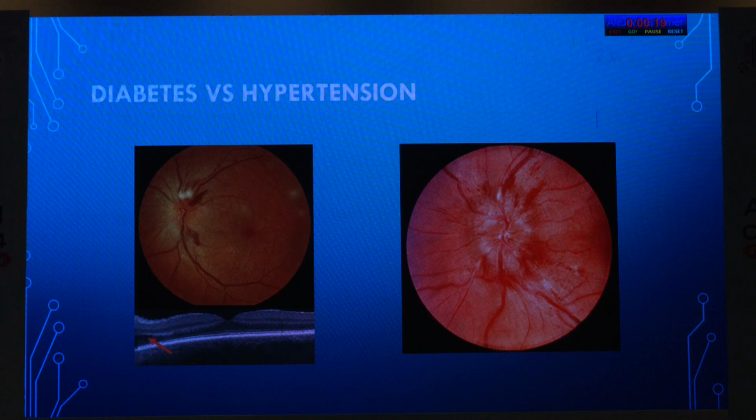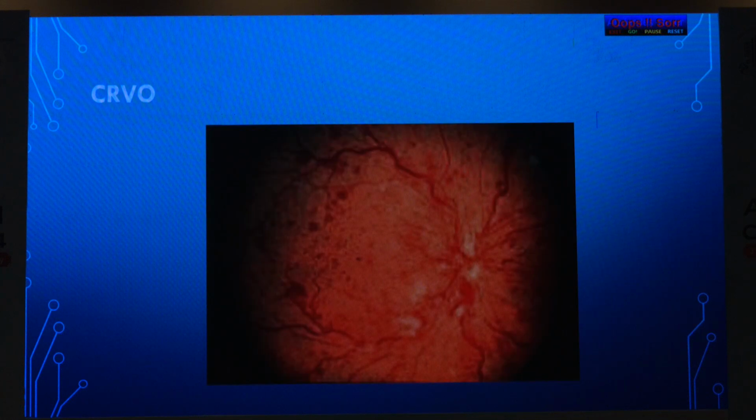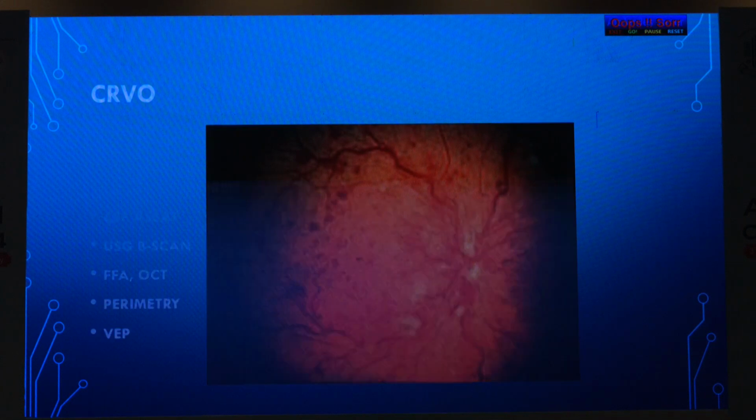Then diabetes versus hypertension. Diabetic papillopathy is unilateral, not always bilateral. We may or may not find other retinopathy features. Even without retinopathy features, they present with diabetic papillopathy. And hypertensive retinopathy, in my experience, we always see with grade 4 hypertensive retinopathy with malignant hypertension, maybe an eclampsia patient also we see with that. And CRVO, as I told, is a very clean cut picture where you see all features of CRVO.